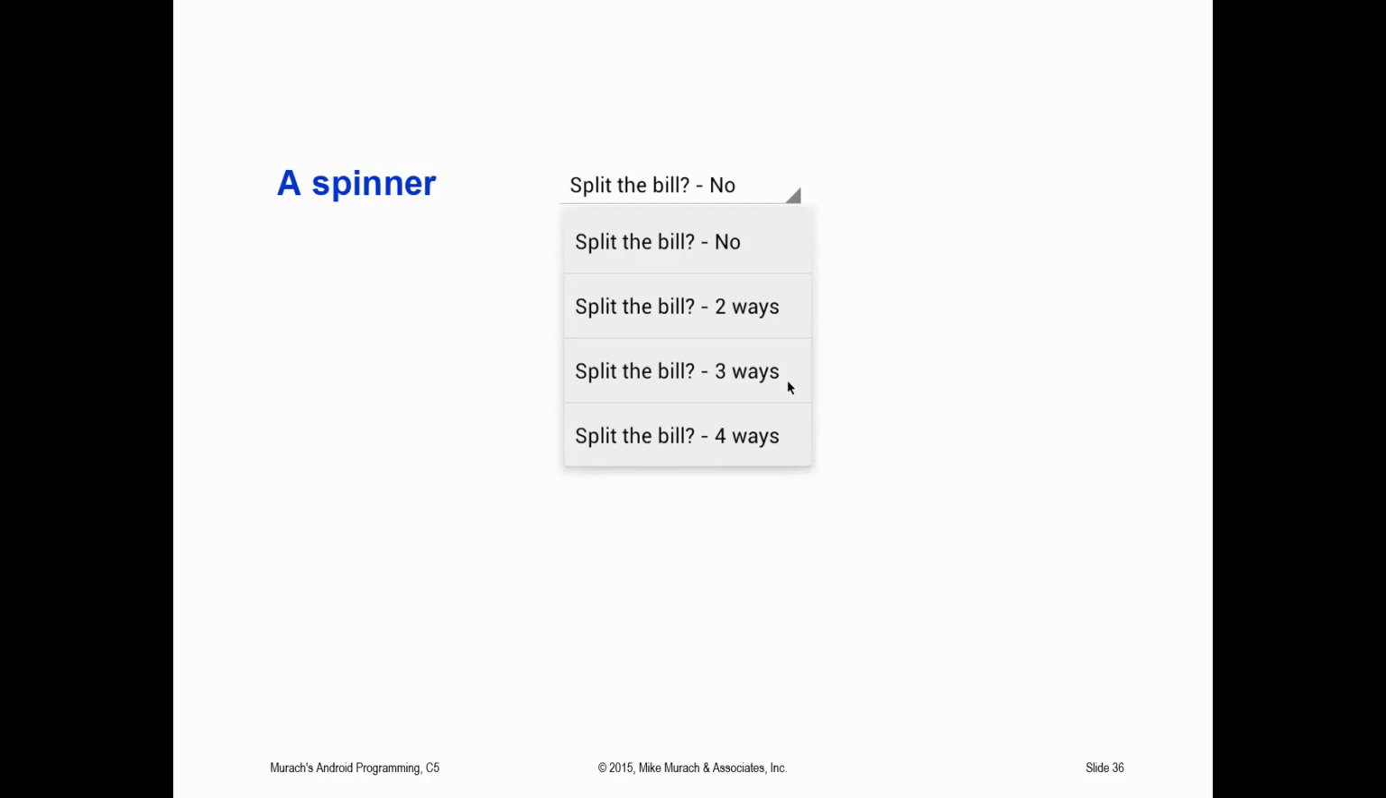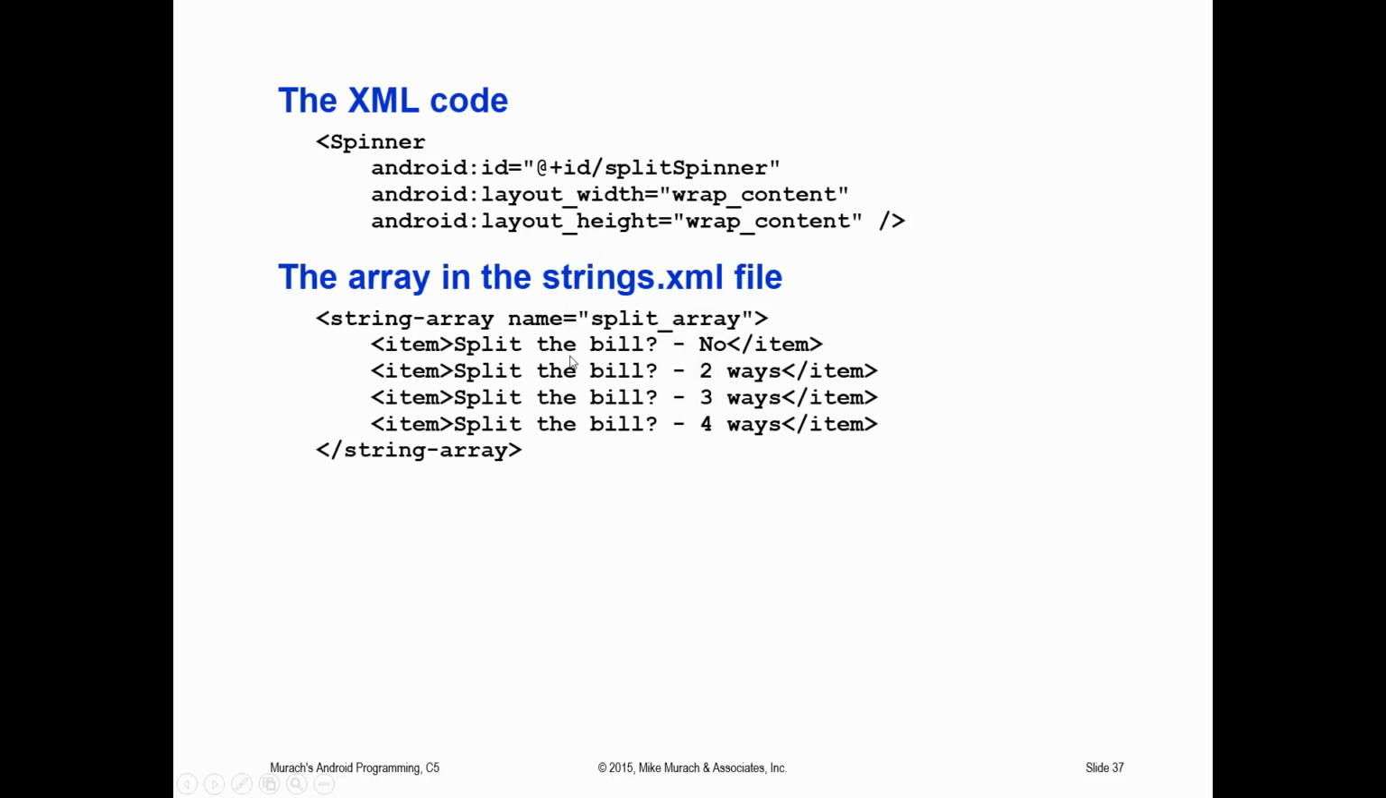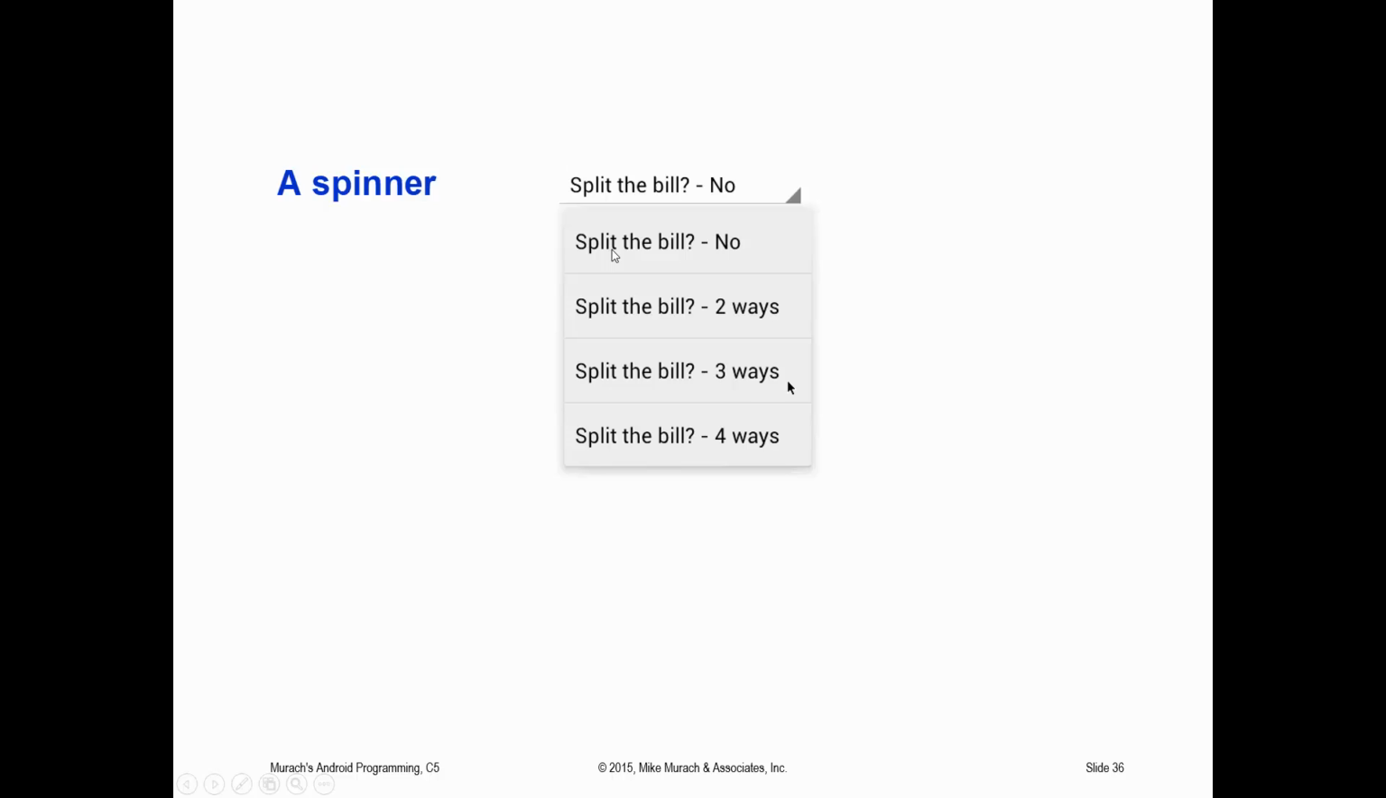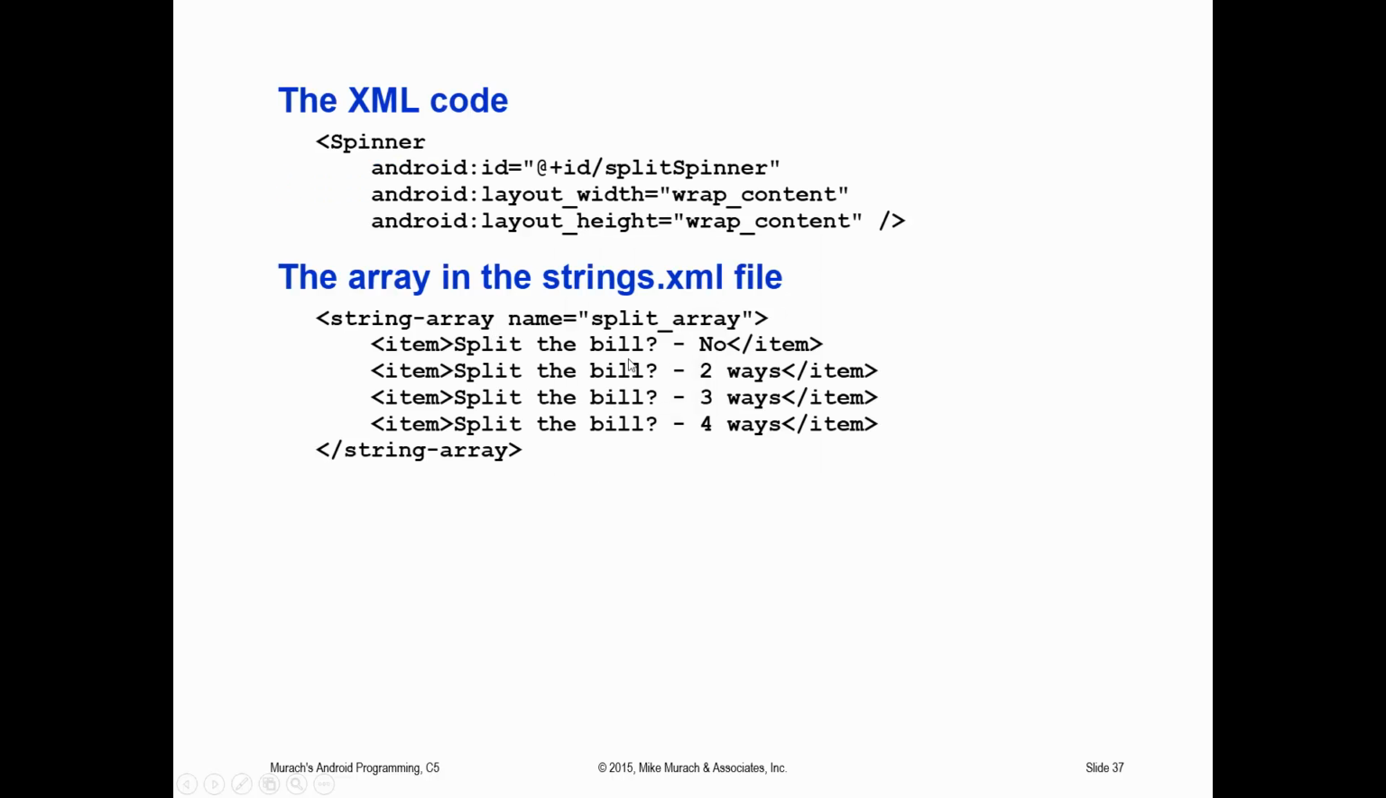In the example shown here, they say, do you want to split the bill? So let's say you had 4 people. If one person is going to pay for all of it, you choose this one. If 2 people are going to split it, you choose this one. If 3 people, this one. If 4 people, that one. Of course, you could add more options if you wanted to, and you add them like this. If we didn't want to say split the bill, we could have just said no split, 2-way, 3-way, 4-way, and gotten rid of this split the bill dash that's here.